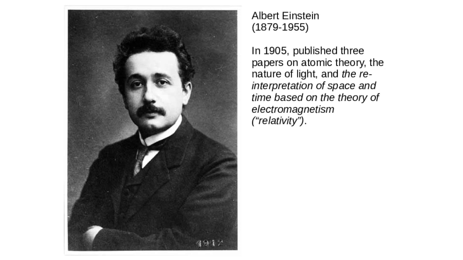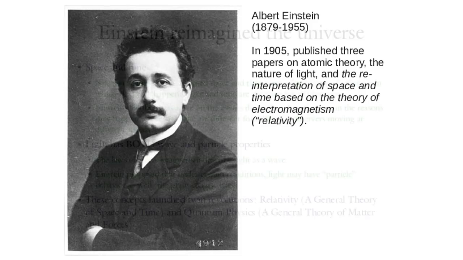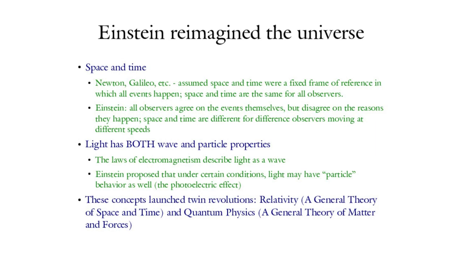So Newton had it wrong. Galileo, in his understanding of space and time, was incorrect, according to Einstein. Electromagnetism has the correct description of space and time, and he ran with it. And so, as a result of this, we have a completely reimagined universe, which has observationally been held up for a century. Einstein reimagined space and time.